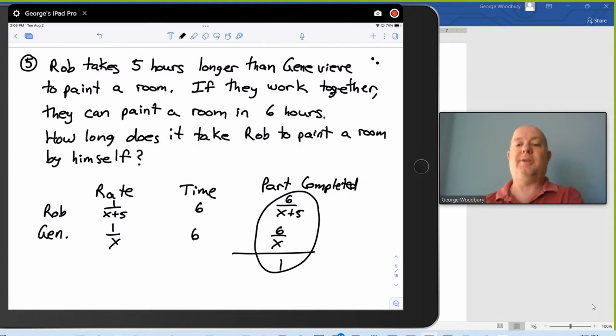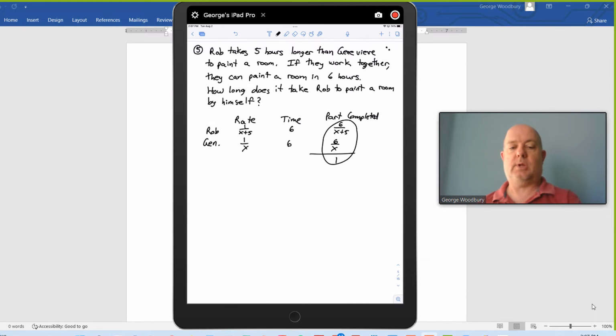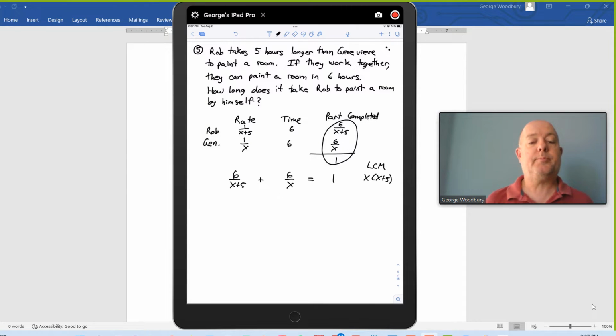All right, let me change the orientation on this so we can see more of the solution at once. So we've got 6 over x plus 5 plus 6 over x equals 1. The LCM is going to be x times x plus 5, just listing the two denominators. Here, x cannot be 0 or negative 5. It couldn't be 0 or negative 5 anyway. It can't take Genevieve 0 hours to paint the room, and it definitely can't take her negative 5 hours to paint it. So those two solutions we really don't have to worry about anyway.